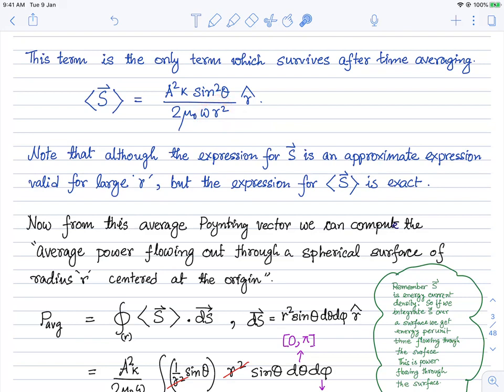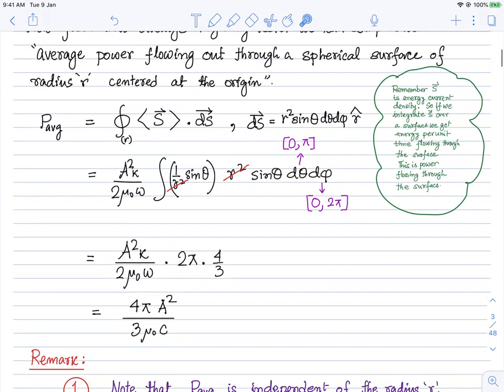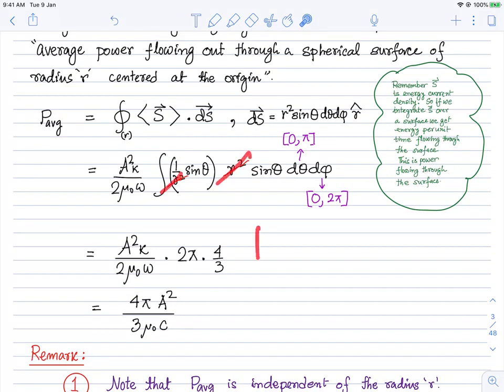If this went as 1 over R cubed, for instance, or 1 over R to the 4, then this cancellation wouldn't have happened, and you would be left over with an R to some power here, and that would tell us that the power goes on decreasing as we move further and further away. But this is not the case here. Here, the power remains constant over a surface of any radius.